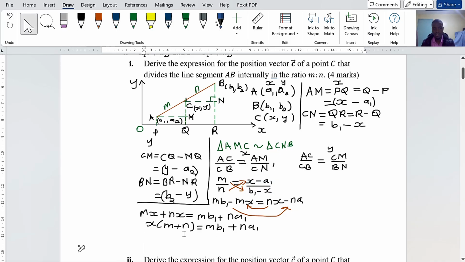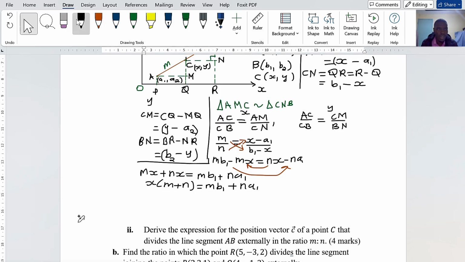Good. Now, once we are done, we get x by dividing by m plus n. So x equals m b1 plus n a1 divided by m plus n. Now that is that. We are done with x.